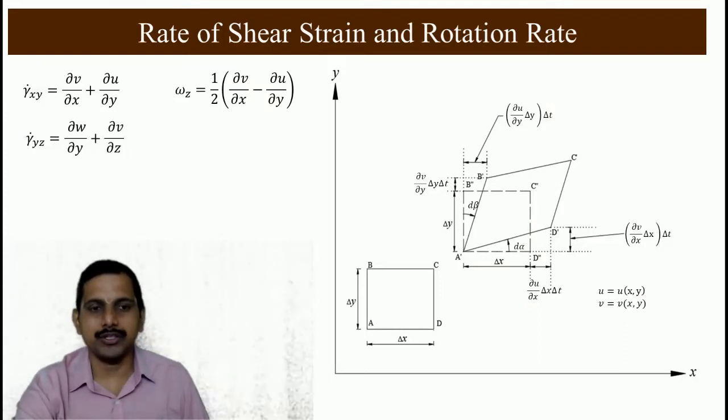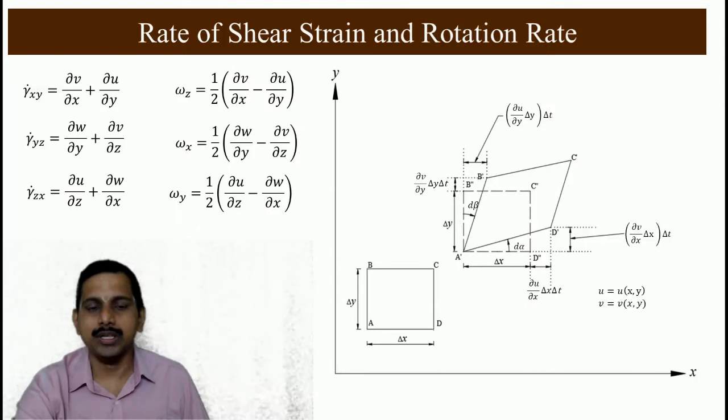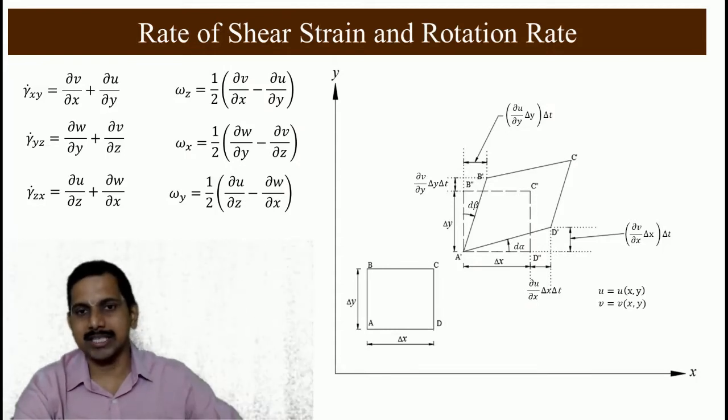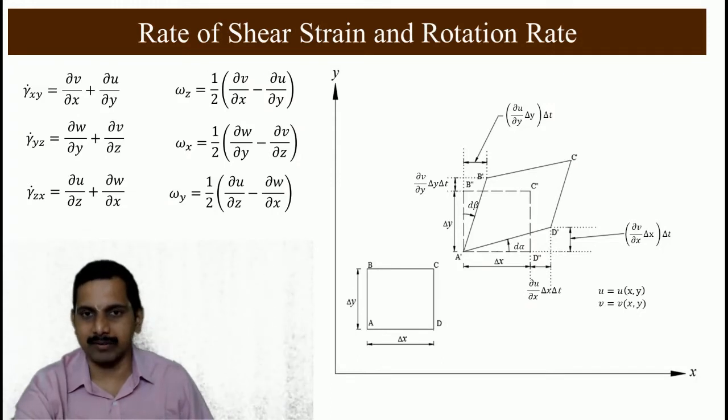In 3 dimensions, this was shown this way, where gamma yz dot was ∂w/∂y plus ∂v/∂z, and omega x, which was rotation with respect to the x-axis, was given that way. So this is in 3 dimensions. All the things were given, which were discussed in the last video.